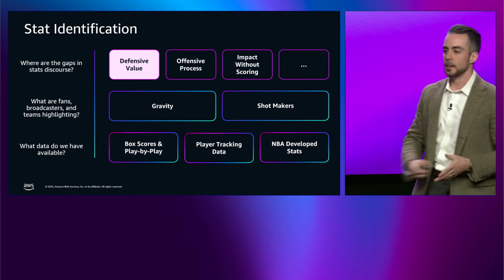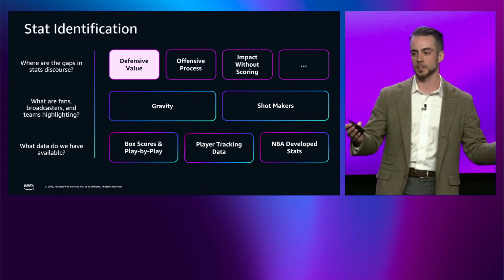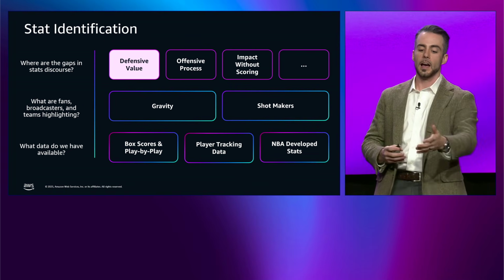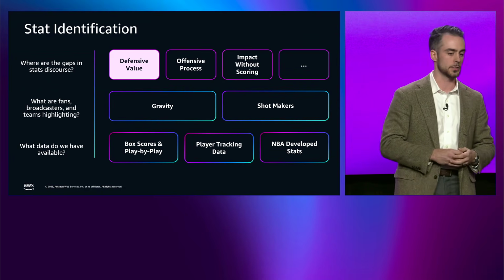And then another thing, impact without scoring. We all know hustle players, steals, rebounds, blocks, assists, the guy who's everywhere on the court but maybe doesn't fill out the stat sheet, right? How can we quantify that? These are just some areas that we're looking to explore when we come up with a new stat.